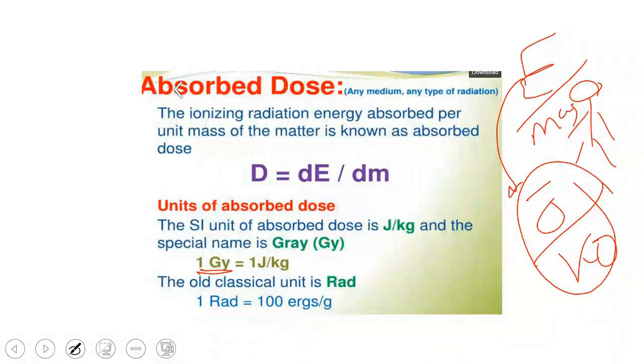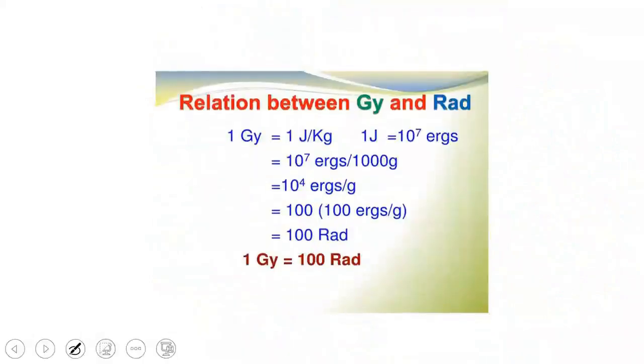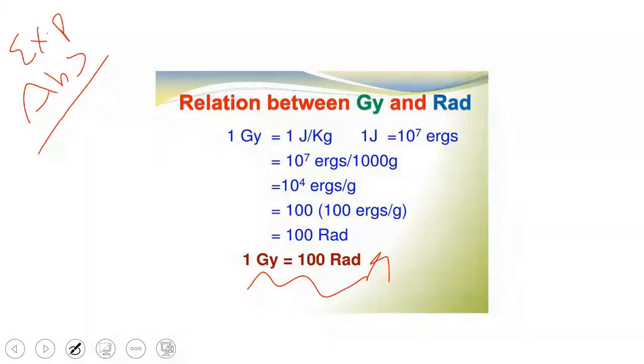The old classical unit was called rad, which equals 100 ergs per gram, and 1 gray equals 100 rad. This is if you want to make a comparison between the existing units. However, this expresses that you have talked about exposure dose and discussed the exposure dose.